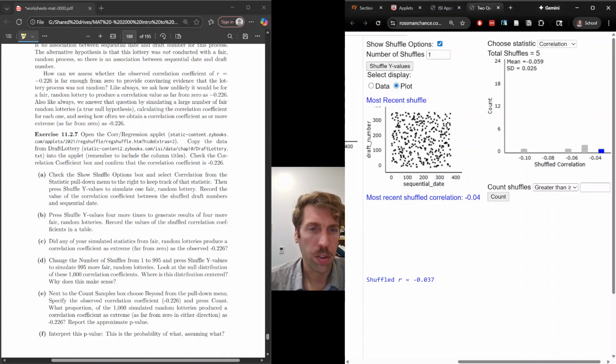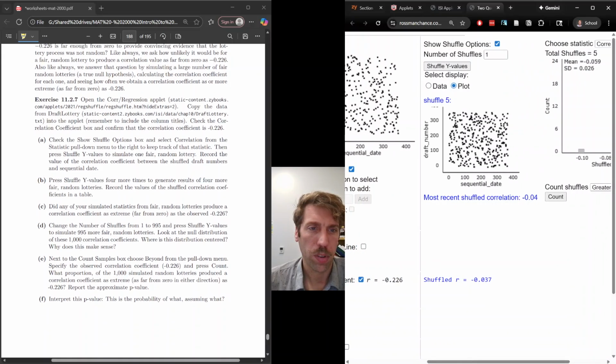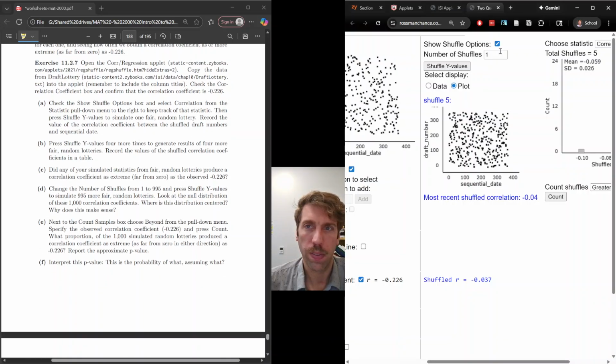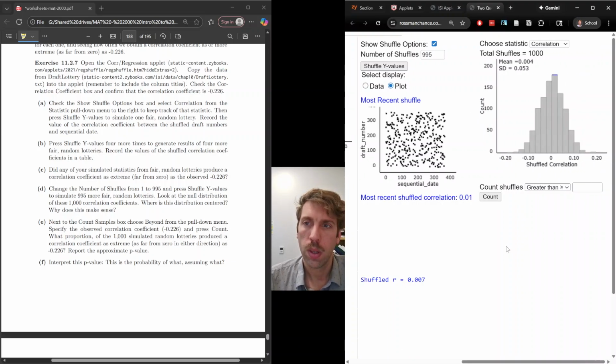Did any of your simulated statistics from fair random lotteries produce a correlation coefficient as extreme as negative 0.226? Well, let's look here. Mine go from about negative 0.10 to negative 0.04. So no. Change the number of shuffles from 1 to 995. Shuffle Y values. Okay. And where is this distribution centered? Why does this make sense? Okay. Now it's called the null distribution. That's a good hint.